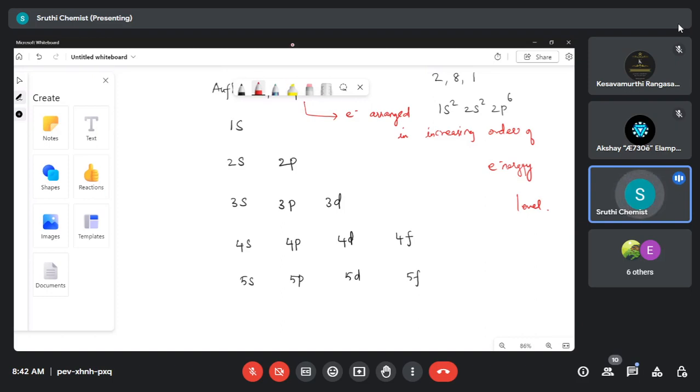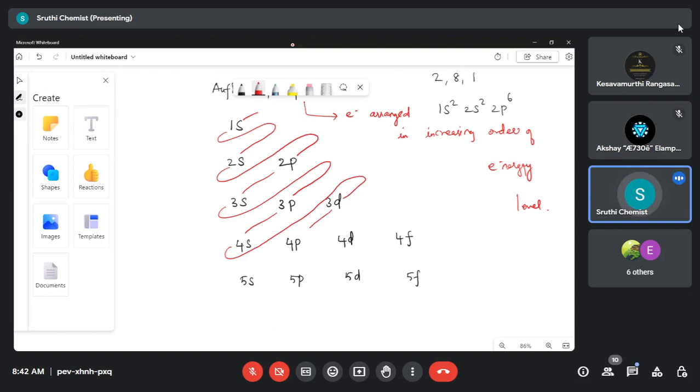So you follow this. The lowest energy is for 1s. Next to 1s, it comes to 2s. Next to 2s, it moves to 2p. Next to 2p, it comes to 3s. Next to 3s, it is 3p. Next to 3p, it is 4s. After 4s, it is 3d.